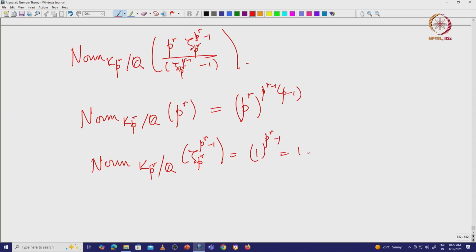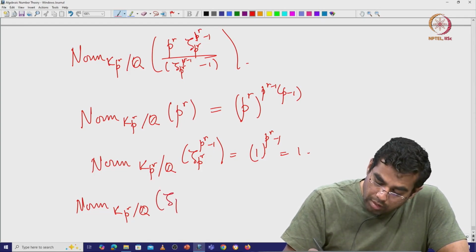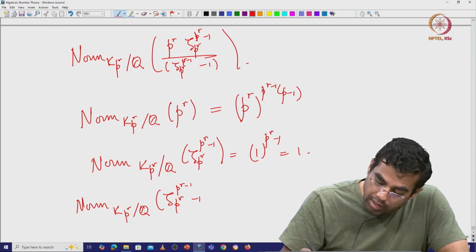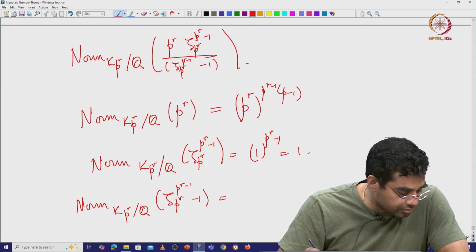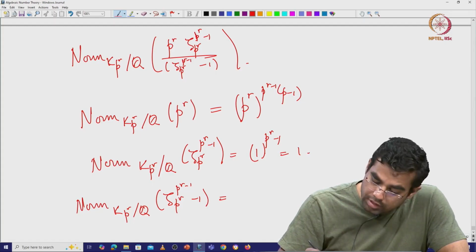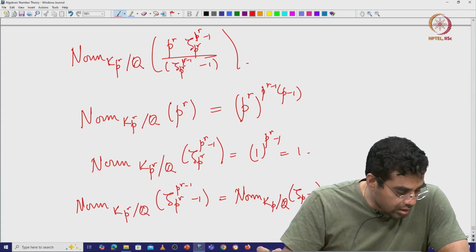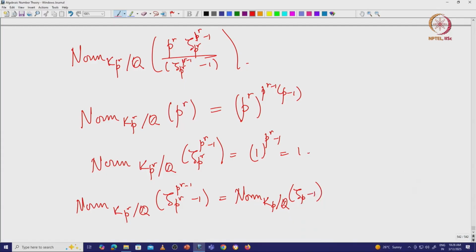You can make an even more precise statement, and then the norm of K_{p^r} over Q of ζ_{p^r} minus 1, I mean this thing is the same as the norm from K_p over Q of ζ_p minus 1 to the power, yeah, okay, maybe let me write it in 2 steps.